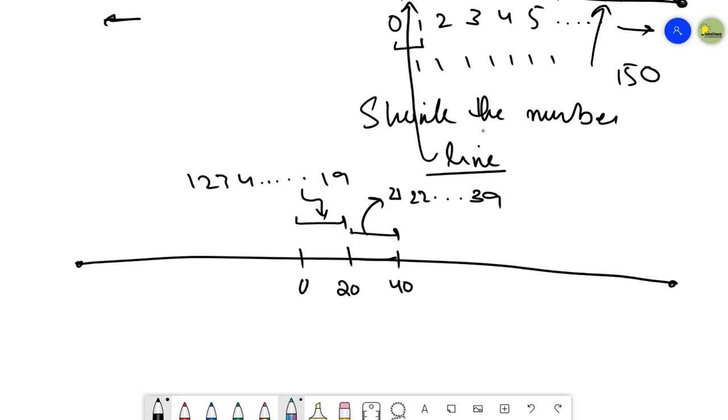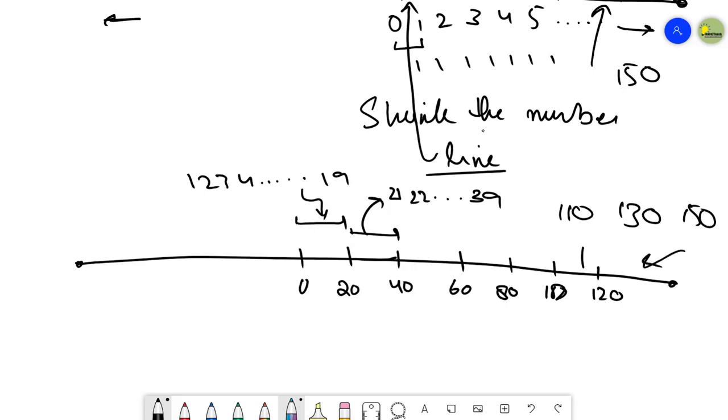So in this way, I'm going to shrink the number line. 40, the equal distance, and after that I'll mark 60. I'm going to mark the numbers with a difference of 20. Add 20 to each number. Then you have 80, then you have 100, then you have 120. In this way, you can plot the numbers that are larger. Like you can easily plot 110, 130, 150 in this number line after shrinking it, right? So this is the way to do things when you have larger and very small numbers.